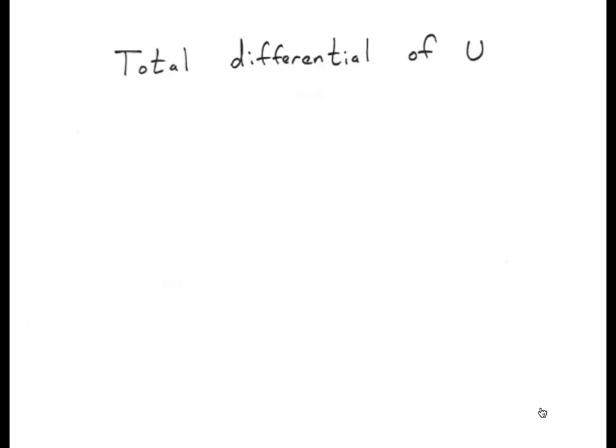Let's go to the next page. Let's apply this to a concrete situation. Let's look at the total differential of internal energy. So we can write the internal energy as being composed of two variables, temperature and volume. And so take a minute to think about how you'd write the total differential.